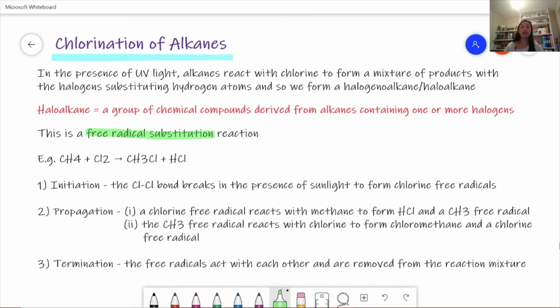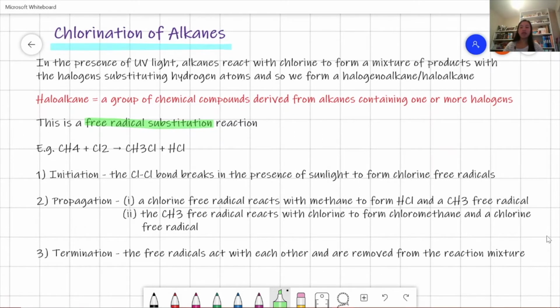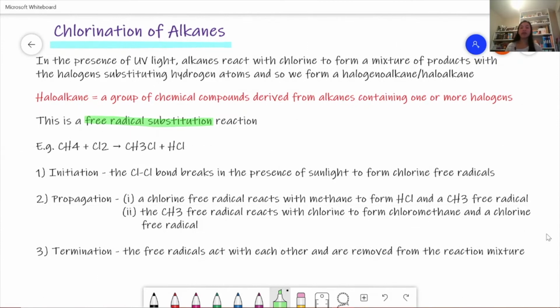And so our example is methane reacting with chlorine. So this forms chloromethane and also hydrochloric acid. So we need to remember our 3 steps of free radical substitution reactions. So in the first step, the chlorine bond breaks, and we have to remember that it's in the presence of sunlight. That's really important. And this forms our chlorine free radicals.